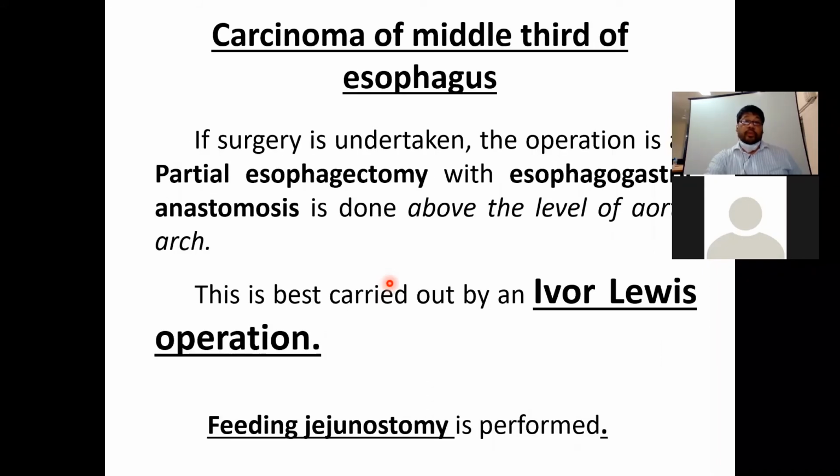So next we have the carcinoma of the middle third of the esophagus. So if surgery is undertaken, the operation is partial esophagectomy with esophagogastric anastomosis at the level above the aortic arch. So the operation is known as Ivor Lewis operation. And after we do the Ivor Lewis operation, feeding jejunostomy must be performed.